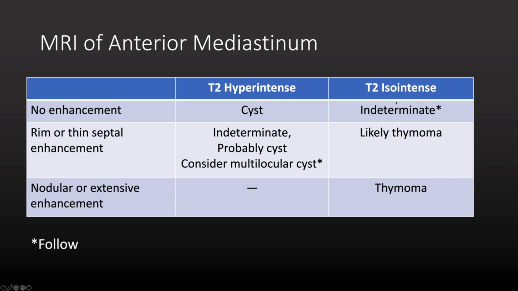But there are cases where you do not have fluid signal on MRI, so you have a T2 intermediate lesion, but without enhancement. This is the case where you can't really be 100% sure that it's simply a proteinaceous cyst, and so we recommend following those lesions. And similarly, T2 hyperintense, so fluid signal lesion, but with some rim or thin septal enhancement. Those are also kind of indeterminate. Probably it's just a complicated cyst. Sometimes they can get infected and have hemorrhage and have a little bit of enhancement associated with those. So those, again, you probably want to follow.